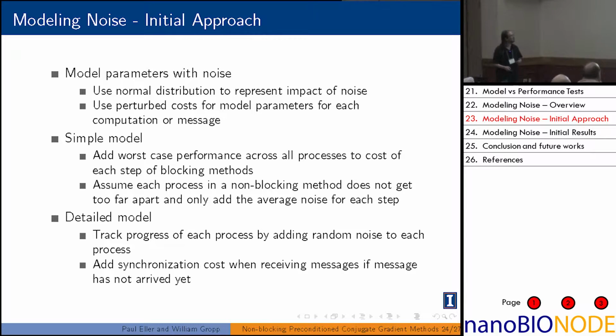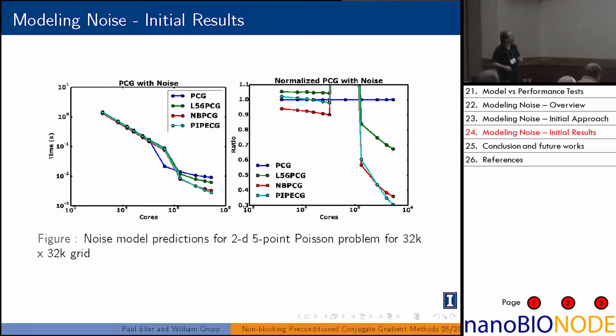Basically, this adds the worst case performance for all processes to the cost of each step of the blocking methods. For the non-blocking methods, it assumes that the different processes don't get too far apart, and we basically add in the average noise for each step. Eventually, we want to do a more detailed model. Basically, we want to track or model the performance of each process separately and try to get a bit more detail in the model. So these are the results of the simple model.